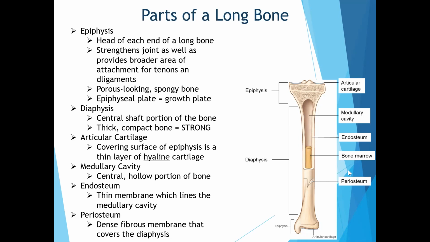And so that's a central hollow portion of the bone that contains your bone marrow. You then have your endosteum, which is the inner membrane. This lines the medullary cavity. Then you have your periosteum, which is a dense membrane that covers the diaphysis. So the periosteum helps keep everything held tight together, but it also will integrate into your tendons so that when the muscle attaches to the bone, everything holds strong.